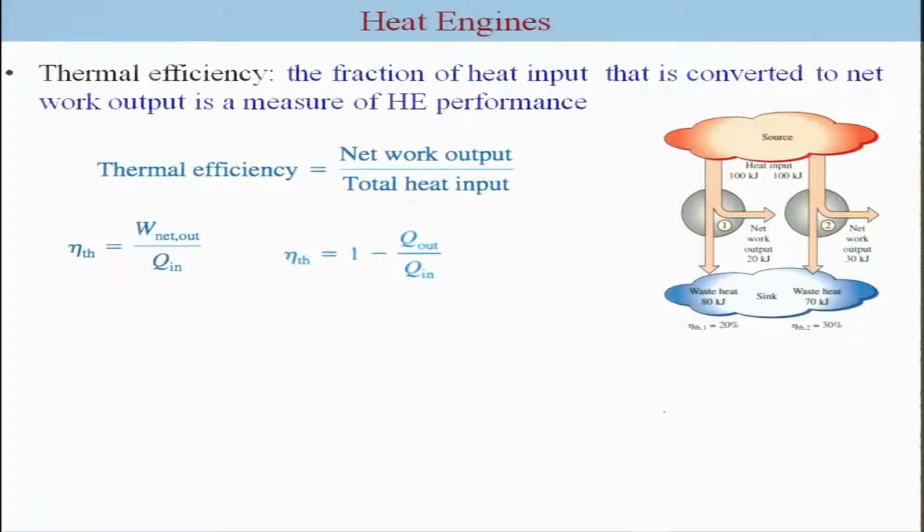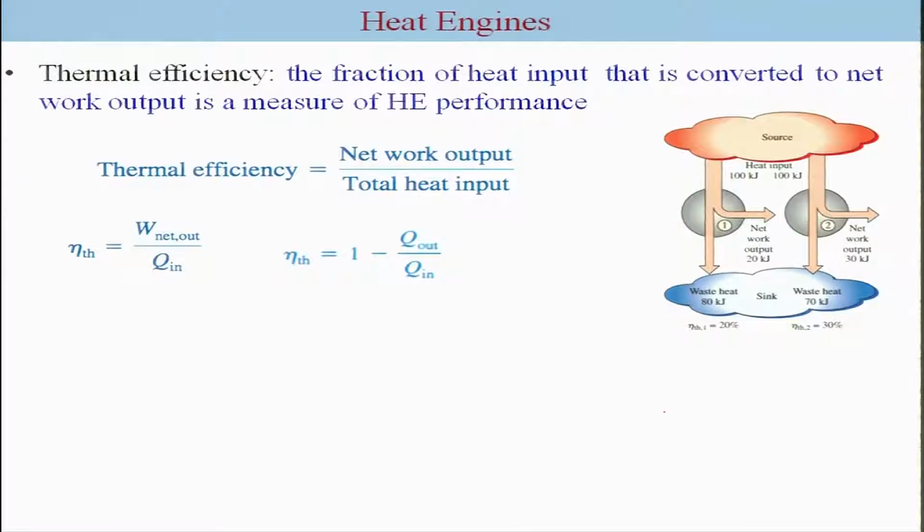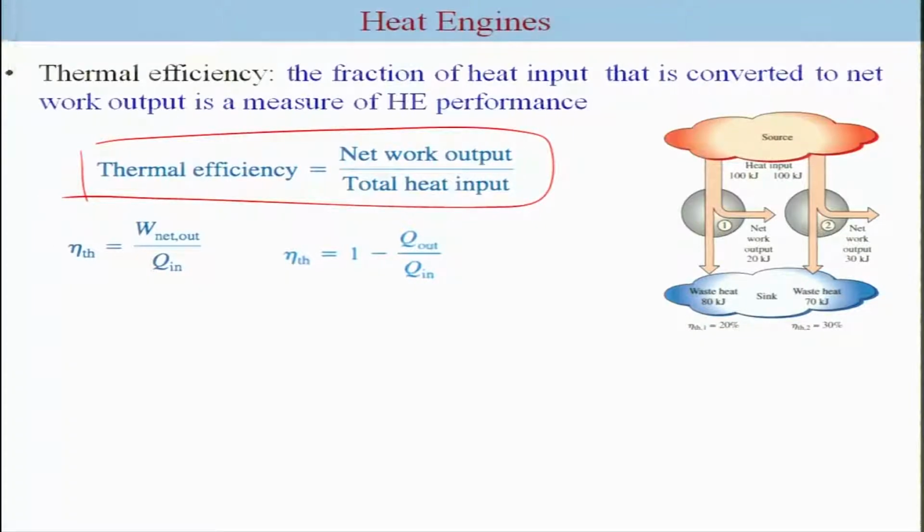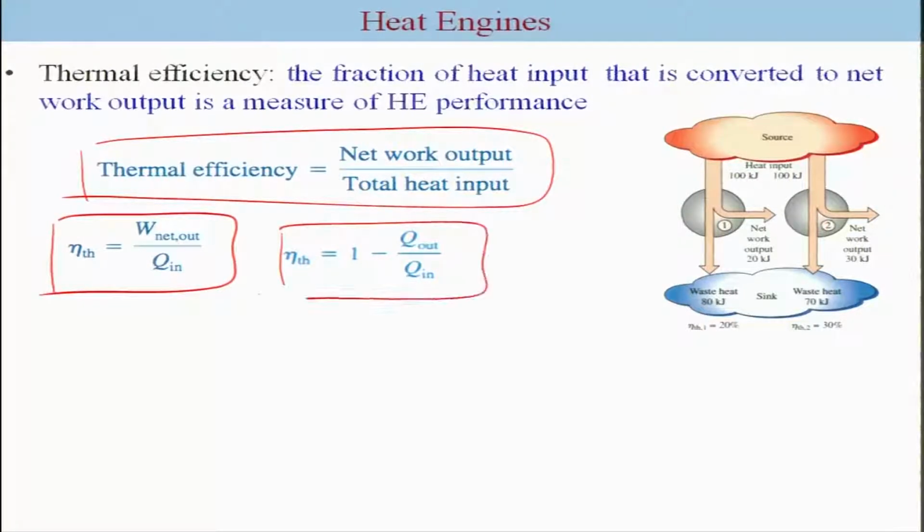As I said, not all of the heat gets converted to work; a certain amount of the Q in gets converted into work and the rest is rejected as Q out. So, we define the efficiency of the heat engine in terms of net work out divided by total heat in. In other words, eta is W net out divided by Q in, or you can write it in this form.